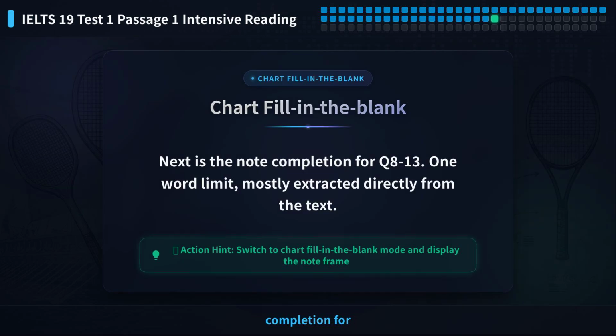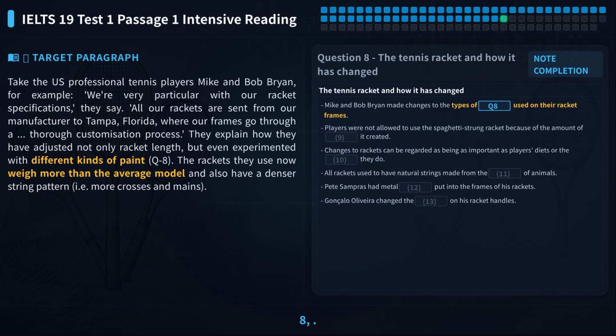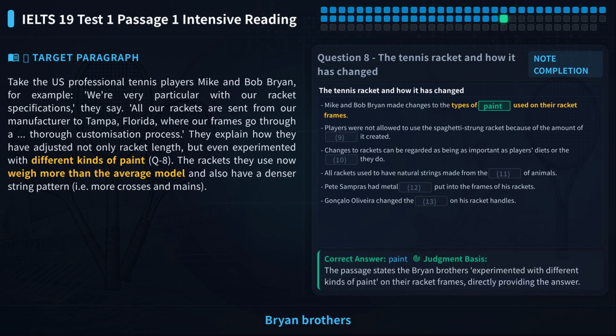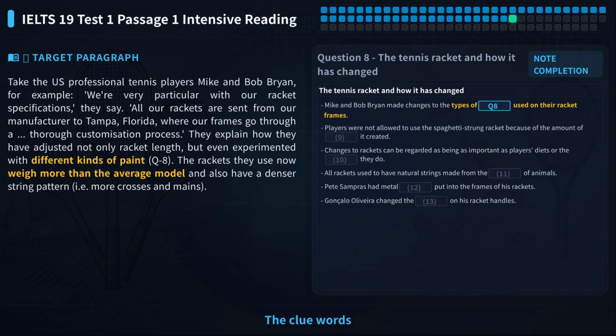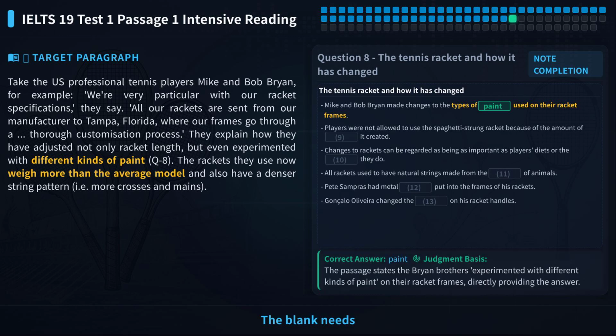Next is the note completion for Q8-13. One-word limit, mostly extracted directly from the text. Let's look at question 8. It asks what the Bryan brothers experimented with on their racket frames. The blank is after paint, so we need a noun. The clue words are experimented with and different kinds of. The blank needs a specific noun in singular form.